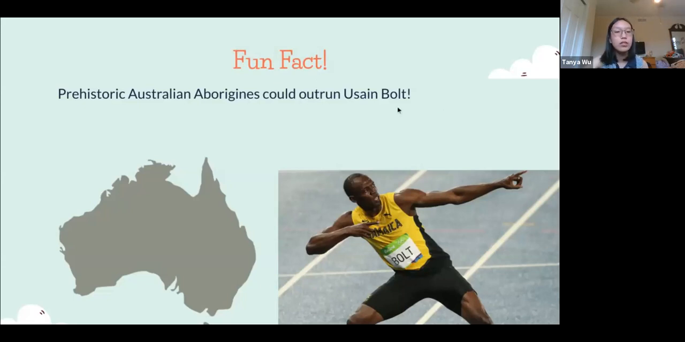Okay. So since we don't have any other questions, I will just move on to the Australia part. A fun fact is that prehistoric Australian Aborigines could outrun Usain Bolt because before agriculture, humans were much fitter.